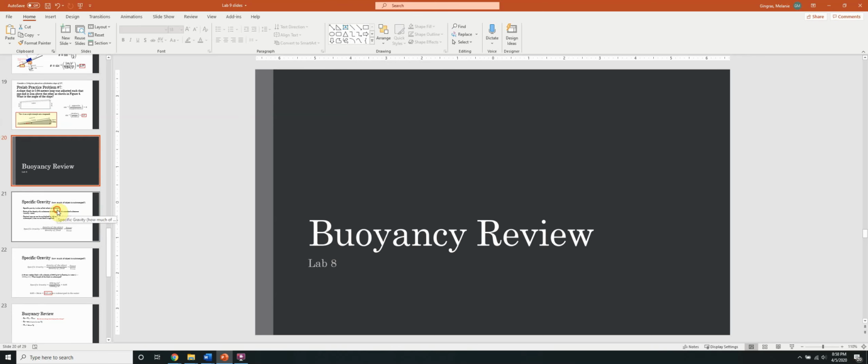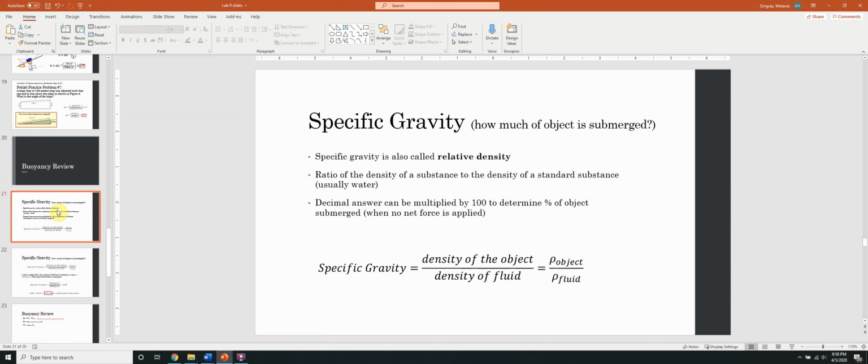All right. So last week we talked about this concept of specific gravity, and basically what specific gravity is, is how much of an object is submerged. The way that you calculate specific gravity is you take the density of your object, divide it by the density of your fluid, and whatever fraction you get at the end tells you what amount of the object is submerged. So I think the best way to review this is just to go through an example.